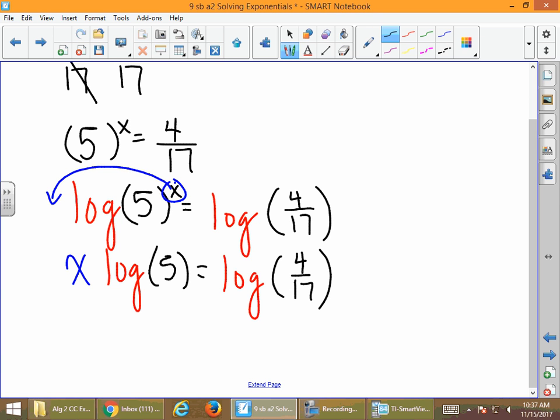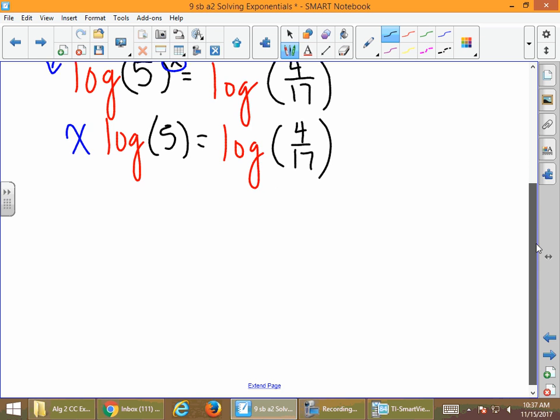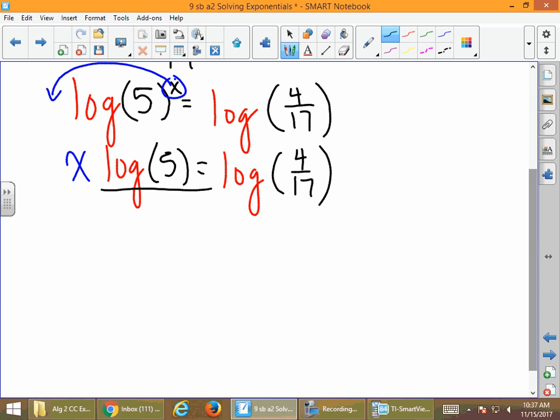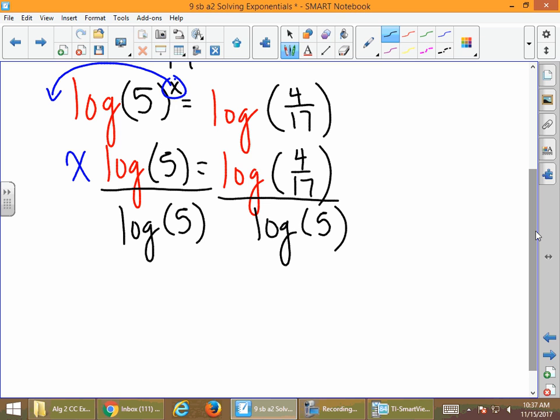But we're trying to figure out what x equals. So our third step says that it's x multiplied by log of 5. So our inverse operation is going to be to divide by log of 5. We're going to divide by log of 5. So on the left, then, we're left with x.